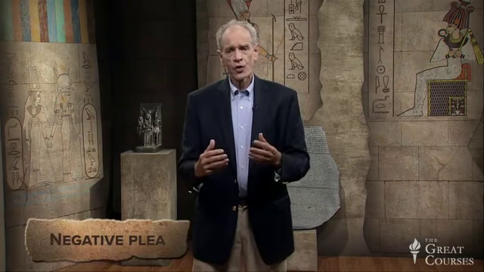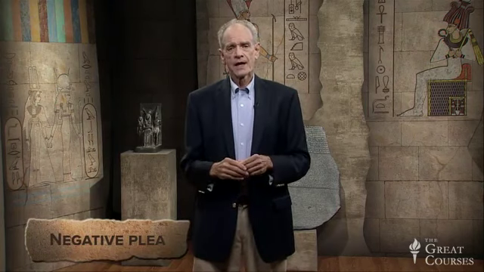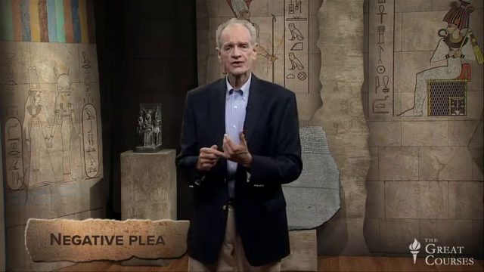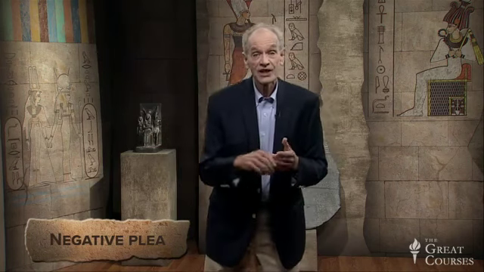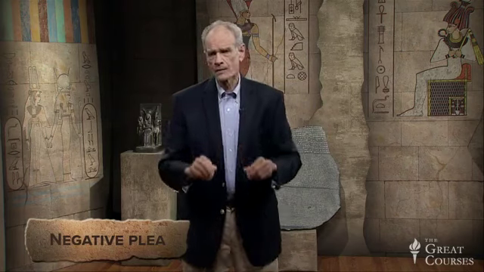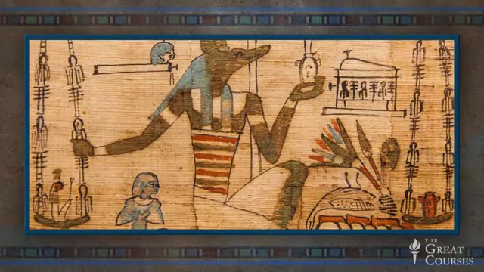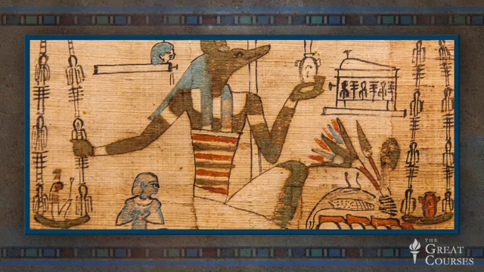He made what was called the negative plea. I have not diverted the irrigation ditch. I have not killed anyone. I have not falsely adjusted the scale, and so on. To determine if he was telling the truth, his heart would be weighed on a balance scale against the feather of truth. This scene is shown in chapter 125 of the Book of the Dead.